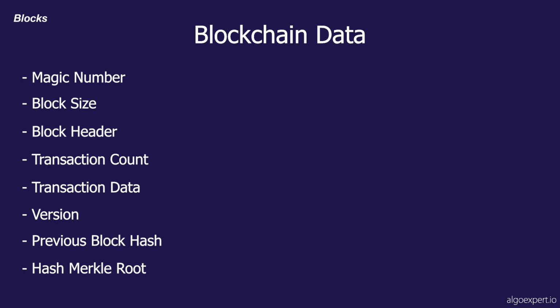All right, continuing on the block, we also have a timestamp. This is when the block was created and added to the blockchain. Next, we're going to have something called bits. Now, the bits is actually going to be the difficulty rating of the block.